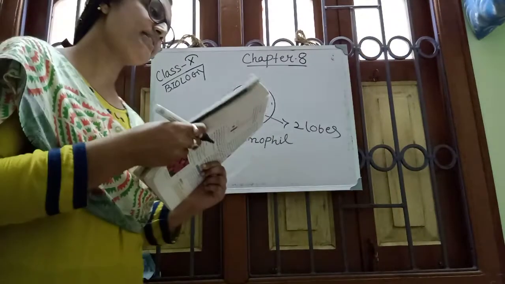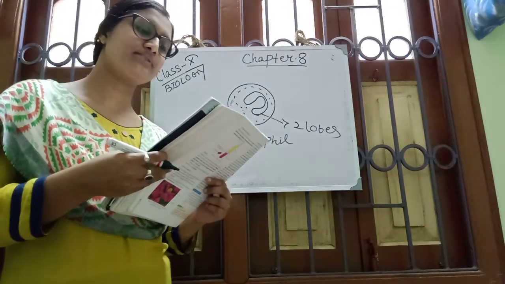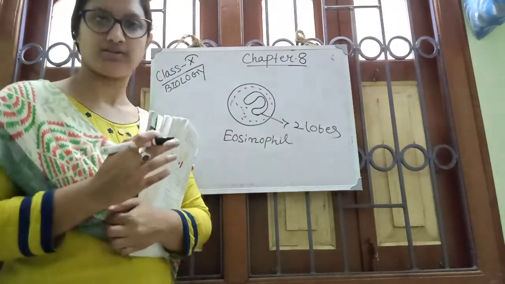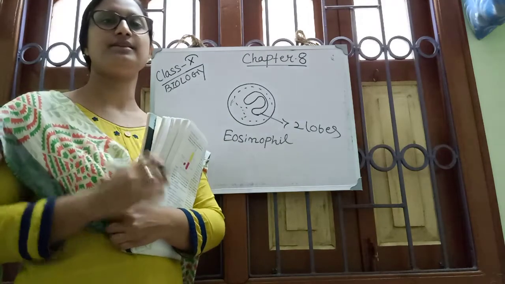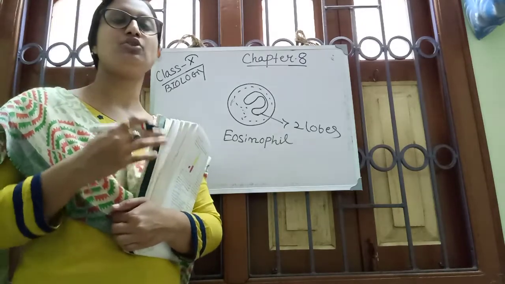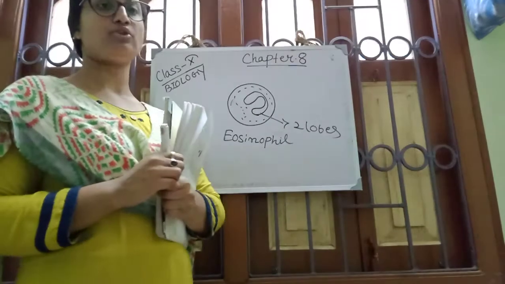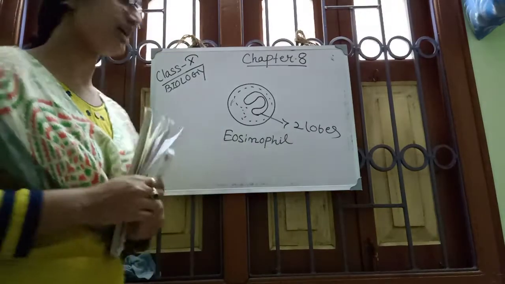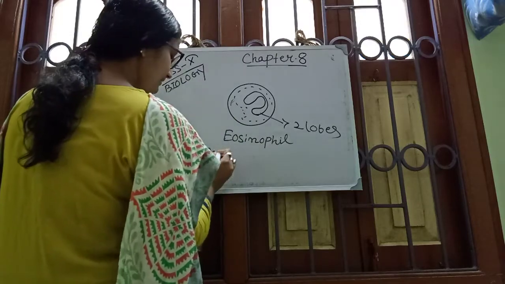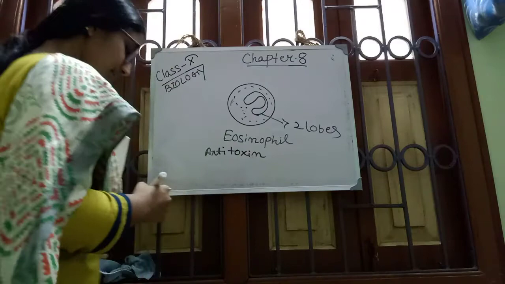What is the function of this eosinophil? The eosinophils produce antitoxin to detoxify poison secreted by germs. Antitoxin for what reason? They produce antitoxin to detoxify the germs. For these reasons, they produce the antitoxin, to detoxify the toxin produced by the germ. Okay, this is the eosinophil.